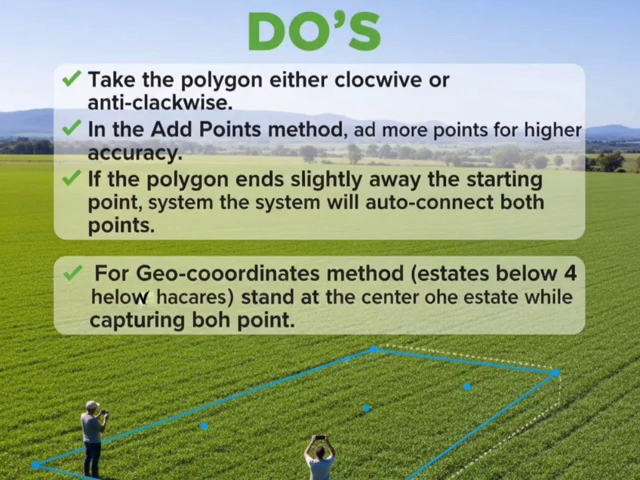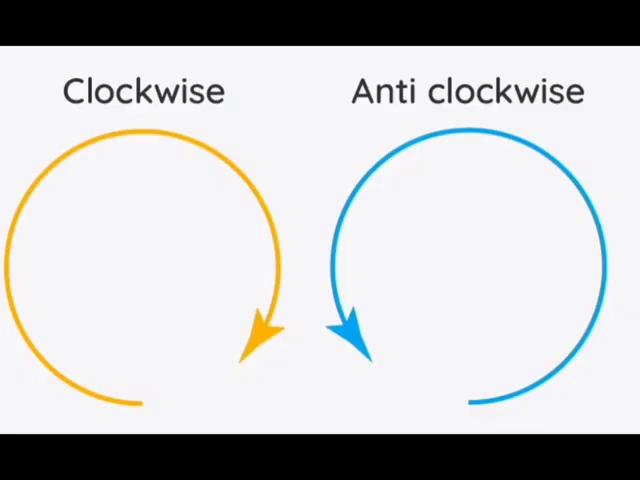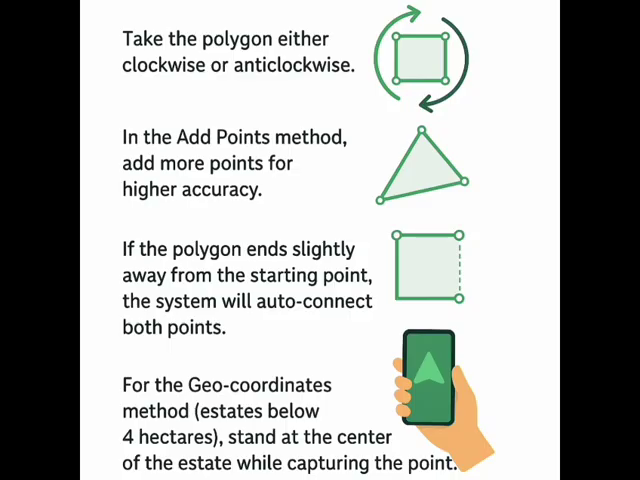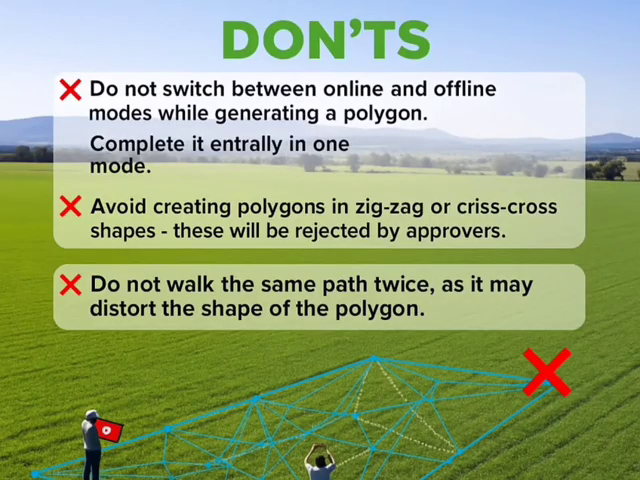Do's: take the polygon either clockwise or anti-clockwise. In the add points method, add more points for higher accuracy. If the polygon ends slightly away from the starting point, the system will auto-connect the first and last points. For the geo-coordinates method, stand at the center of the estate while capturing the point. Do not switch between online and offline modes while generating a polygon. Complete it entirely in one mode.